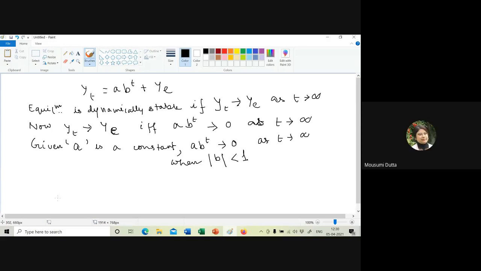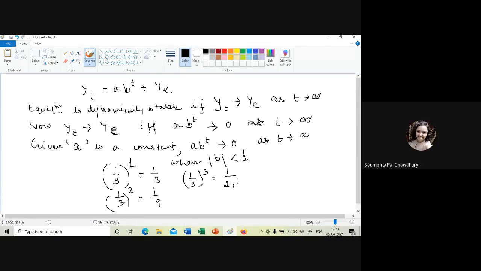Yes, ma'am. If it is a fraction, the absolute value of b is less than 1. Suppose b is 1/3. Suppose you first consider t to be 1, it is 1/3. Then square, it's 1/9. Then cube. So the value is continuously reducing and reducing and reducing. So if you consider 1/3 to the power infinity, will it move towards 0 or not? It will move towards 0. Yes, ma'am.